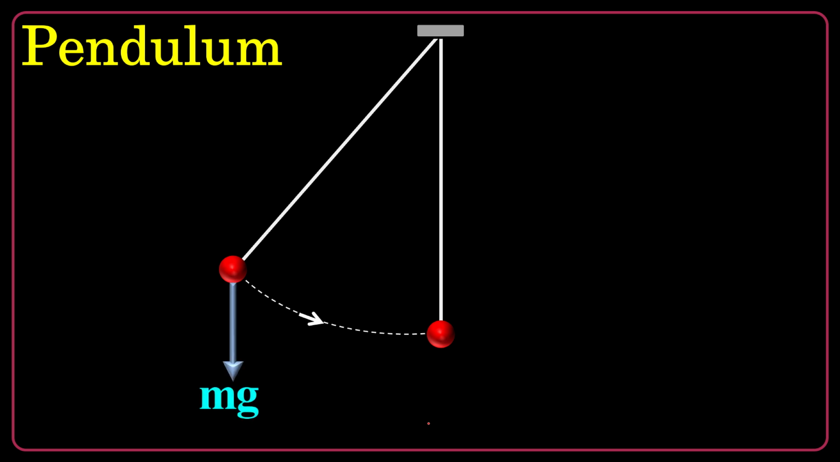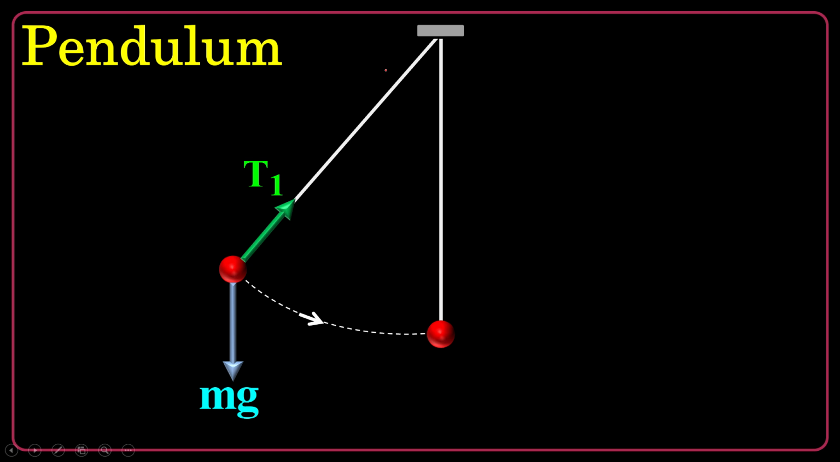Here, the forces acting on this bob in this pendulum, ignoring the weight of the rope, are mg, and the other is the tension. T1 is the tension of the rope at this point. These are the two forces acting on the bob. Let's say the mass of the bob is m. That's all. But you may have a question: is T1 larger or smaller than mg?